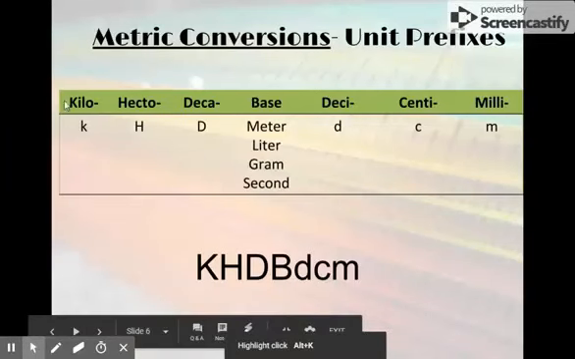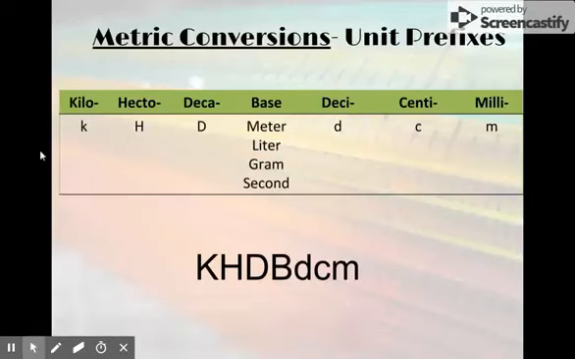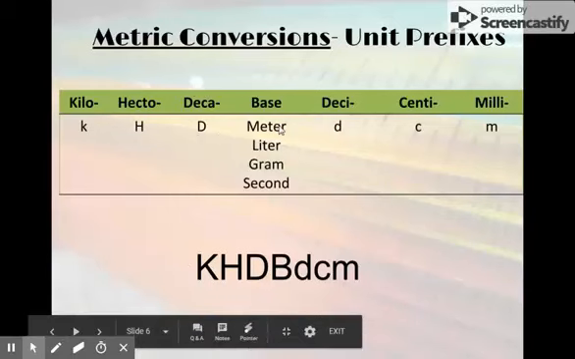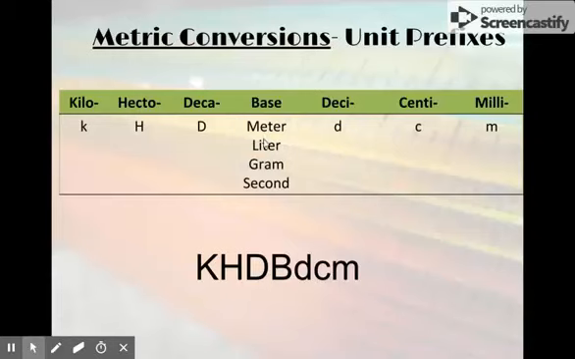Okay, so how do we convert in the metric system? So first we have to know the order of our prefixes. So you want to make sure you record this in the table. So the highest one we're going to go to is kilo, and it's symbolized with a lowercase k. Below that is hecto with a capital H. Then we have deca, capital D. And then here are our base units. So meter, liter, gram, second. Then we have deci, little d, centi, little c, and milli, little m.